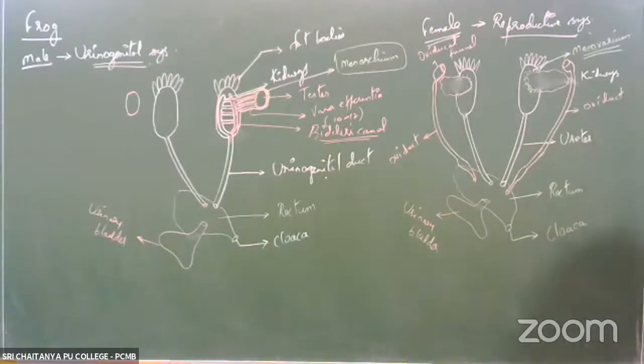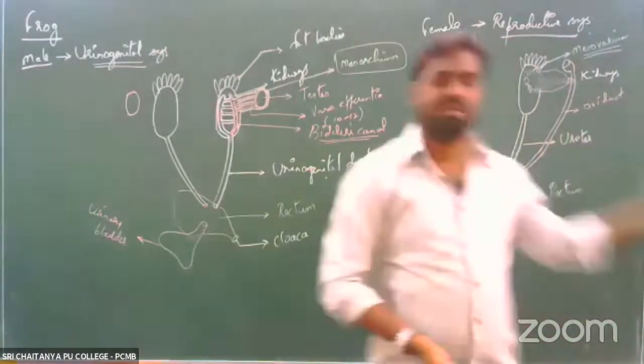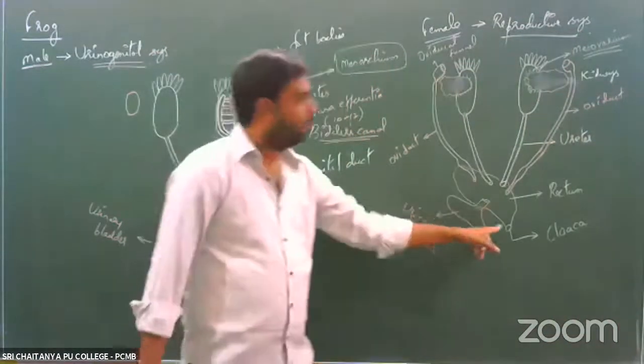What exactly is happening here is, as and when the ovaries start releasing the ovum, the oviducal funnel will start collecting the ovum from the ovaries, and it would pass on through the oviduct. From the oviduct, it would enter into the rectum, and from the rectum, it will be sent out of the body through the opening called the cloaca.